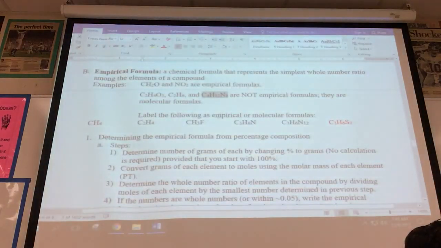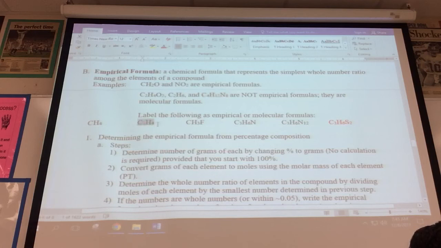Let's make sure you've got the empirical molecular formula concept down. CH4, empirical or molecular? Simplest ratio, empirical. One thing I do want to mention, though, you're not incorrect in yelling molecular. Some molecular formulas are empirical, and some empirical are molecular, depending on what it is. We'll take a closer look at that, and I'll show you what I mean there in a little bit.